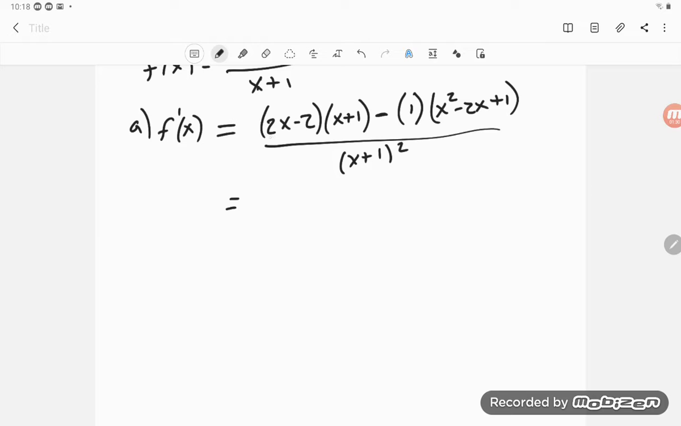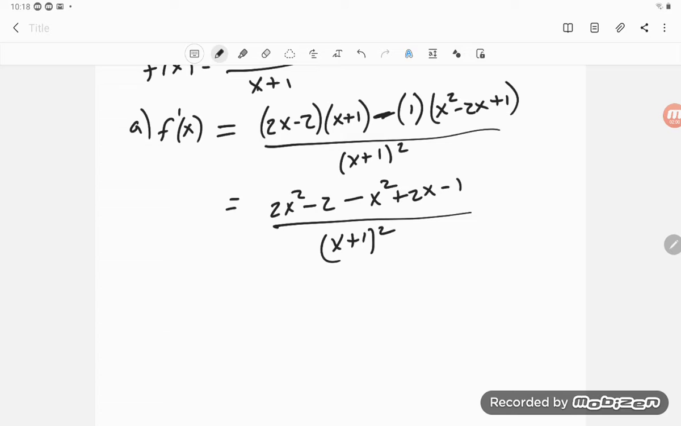Now this is the 2x minus 2. That's really just 2 times (x minus 1), and I know that (x minus 1) times (x plus 1) is x squared minus 1. So I'll get a 2x squared minus 2 for that first term. And then the second term is fine. I just need to remember that negative is on everything. So I'll get a minus x squared and a plus 2x and a minus 1, all over (x plus 1) squared.